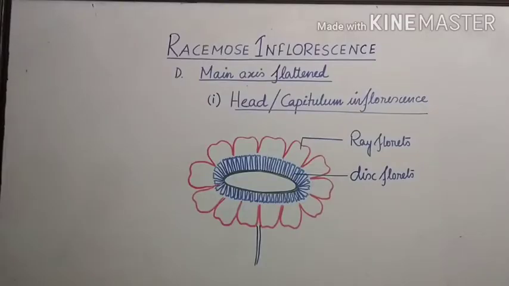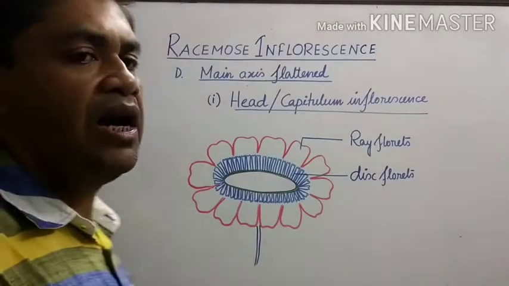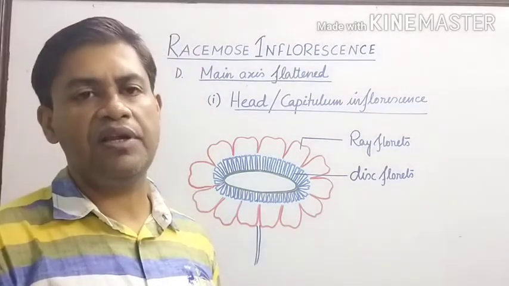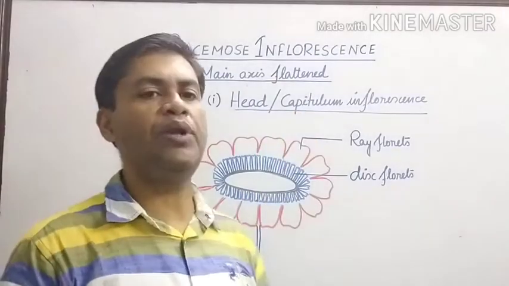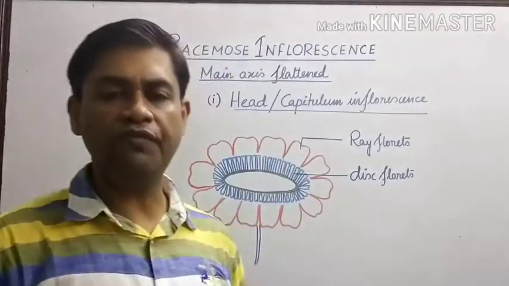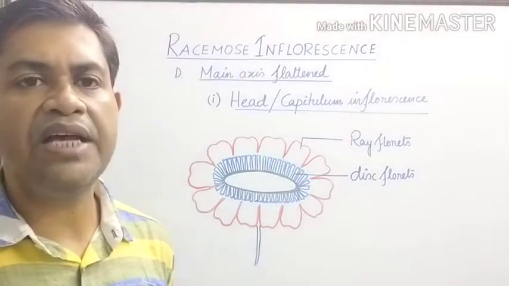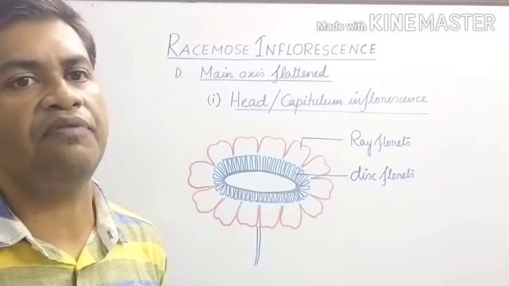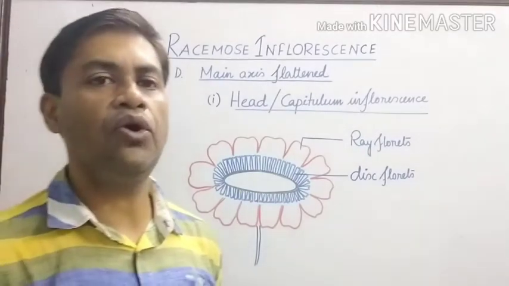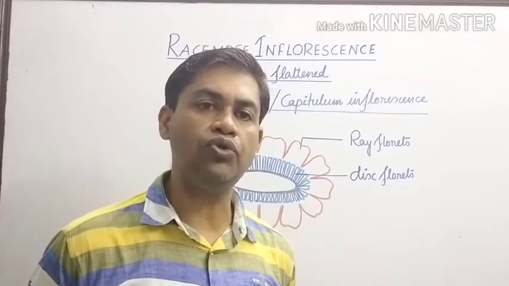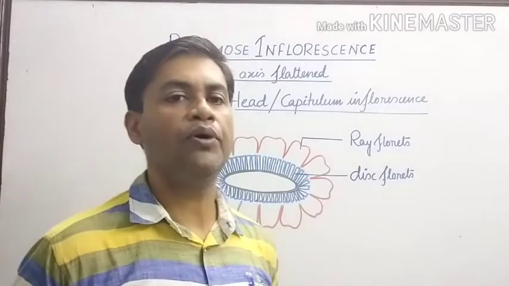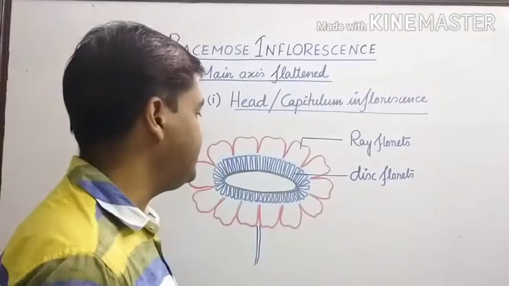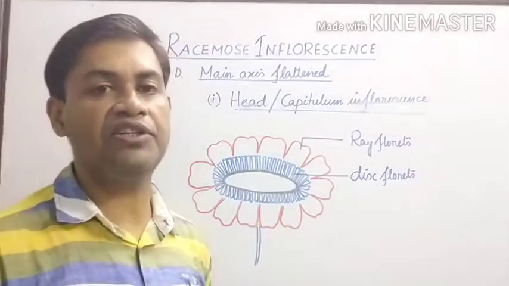Okay, so now we are into the fourth and last type of the racemose inflorescence, which is called the head or capitulum inflorescence. First of all, you should know it is known to be the most modern type of inflorescence. Head or capitulum inflorescence is known to be the most modern type of inflorescence. এবং এখানে the main axis is flattened, flat, চ্যাপ্টা.